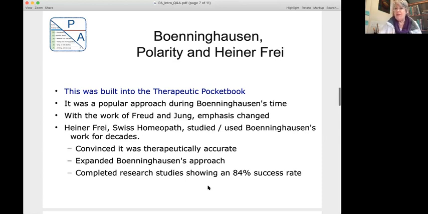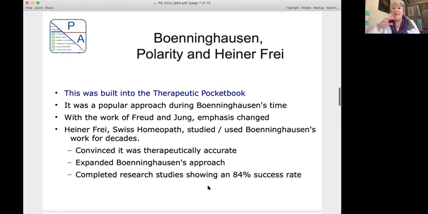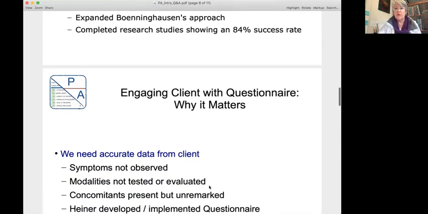They're showing an 84% success rate, which was remarkable. I don't know that we have any other methodology. It may very well be that we have other methodologies, other approaches within homeopathy that get that level of success. But if so, I haven't seen published studies of them. So one of the things about Heiner is that he has a proven track record that he is very generously willing to share with a lot of other folks.